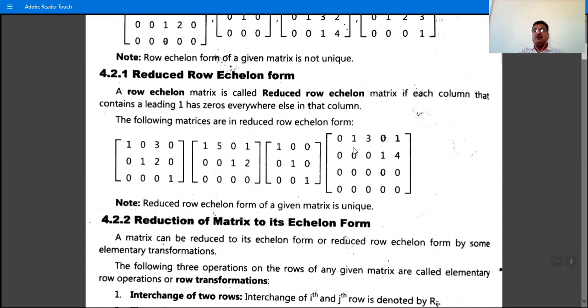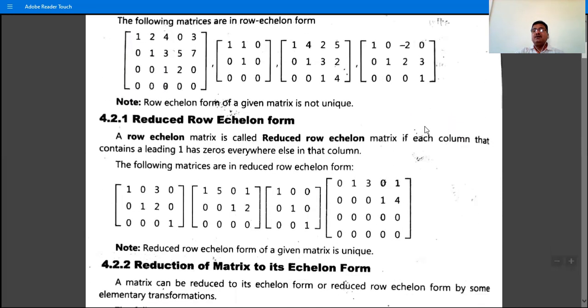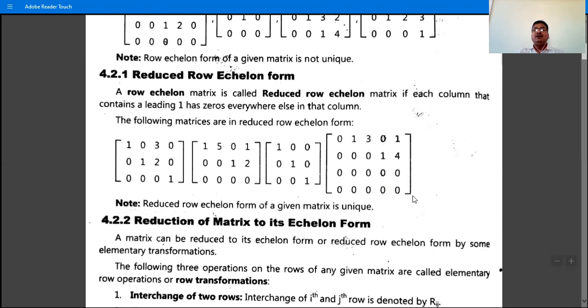So this is again an example of reduced row echelon form. First, this matrix is in echelon form because all three conditions are satisfied by this matrix, plus this condition is satisfied by this matrix. That is, the second column and the third column, these two columns contain a leading one. And if you observe the third column, all the entries other than this leading one are 0. So this matrix is also in reduced row echelon form.